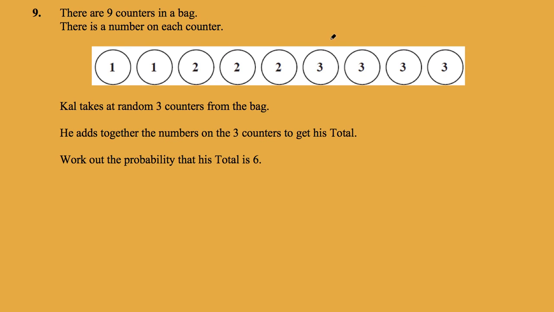And normally I would choose a sample space diagram. Seeing as he's taking 3 counters from the bag, that makes a sample space diagram more difficult. So I'm going to use a tree diagram for this one and look at the totals that are possible each way, the ones that I'm interested in. So first counter, second, and third.